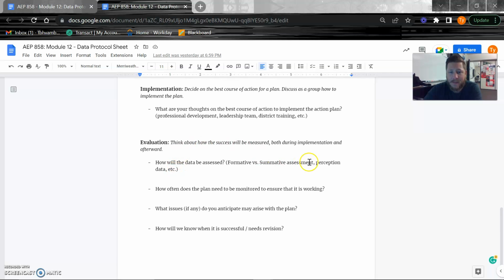How will the success be measured both during implementation and afterwards? How are we assessing and gathering data on our success? How often does the plan need to be monitored to ensure it's working? What issues do we anticipate? And how will we know when we are successful, or how will we know when we need to go back and look at it and tweak and revise?